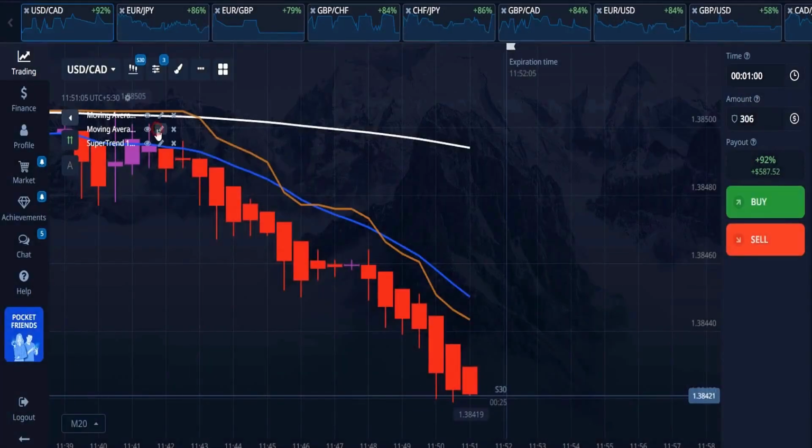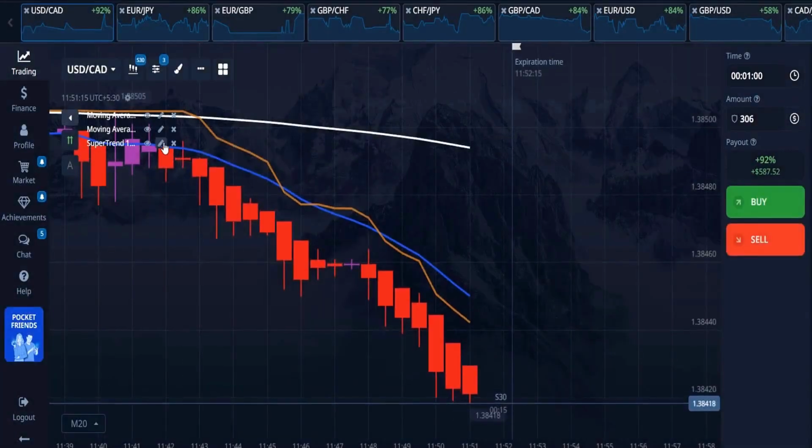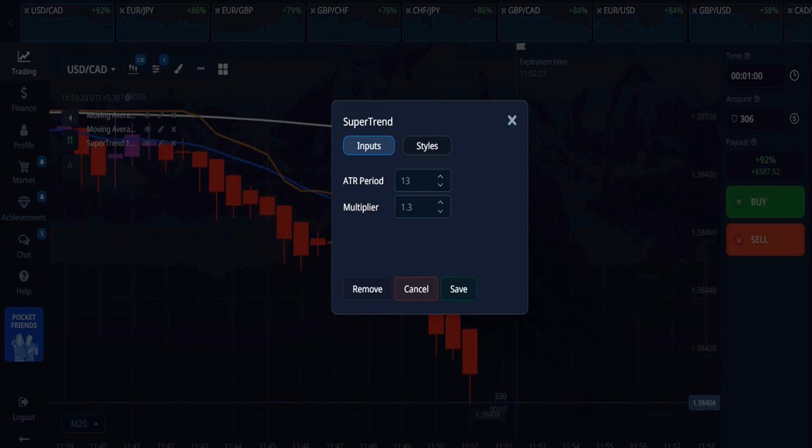Second EMA, blue line. Type: exponential moving average. Period: 16. Purpose: works with Supertrend for crossover confirmations. Supertrend indicator. Period: 13. Multiplier: 1.3. Role: confirms entry signals when it crosses the blue EMA.